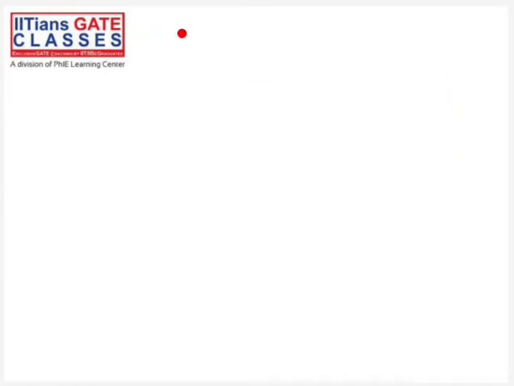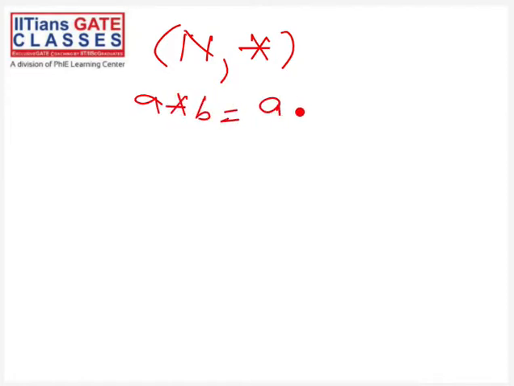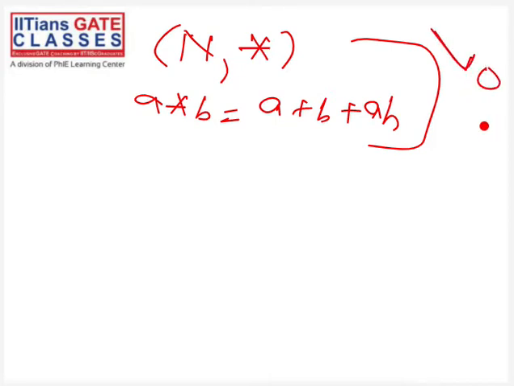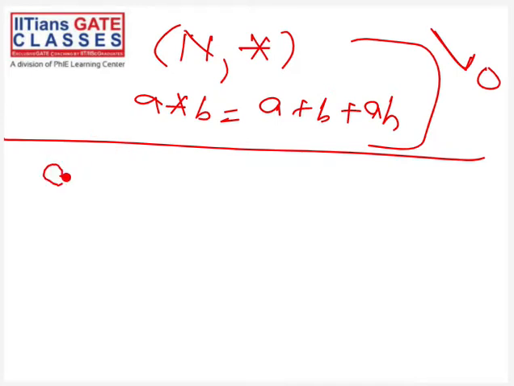Let's take an example. Try this, the same operation. The base set is the set of all natural numbers, and the operation is star, defined like this: A star B is equal to A plus B plus AB. Try for this question. Let me give you the identity element that you have already found out. This 0 is the identity element. Now check what will be the inverse of A. You need to find A inverse. What will be the A inverse?